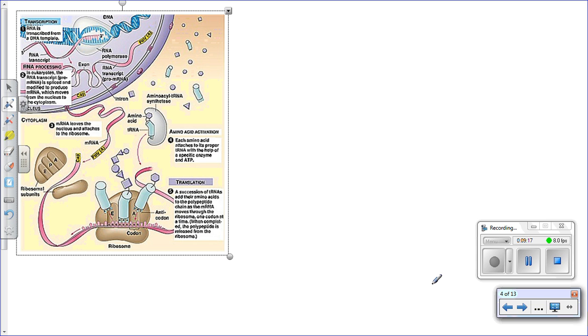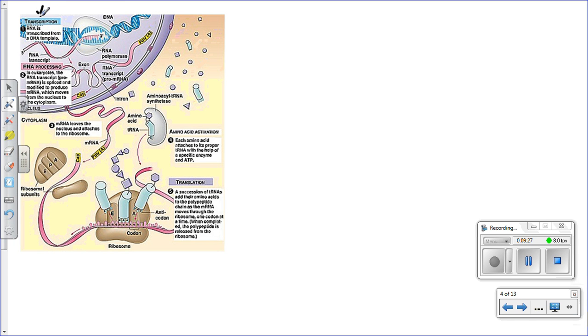All right, continuing on, how do we make our proteins? This is all the transcription, translation. Easiest way to remember this: transcription has a C in it, and C comes before translation. C comes before L, so we've got to transcribe before we translate.